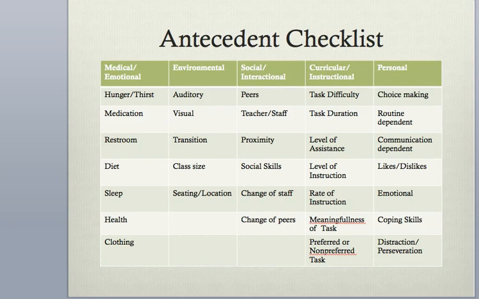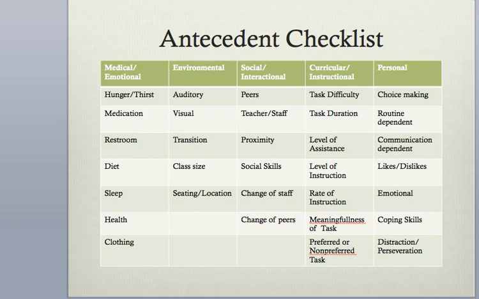Curriculum is important because you want to know, if this happens when they're asked to do tasks, what is it about the task? Is it the difficulty, the duration, the level of insistence or instruction that they're receiving, how meaningful the task is to them, or whether it's a preferred or a non-preferred task?